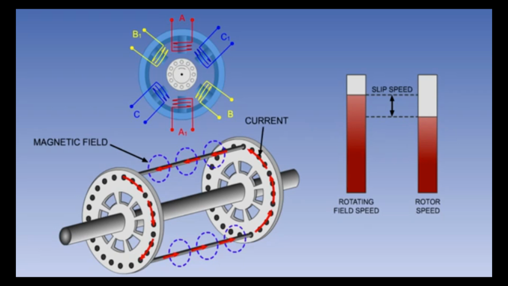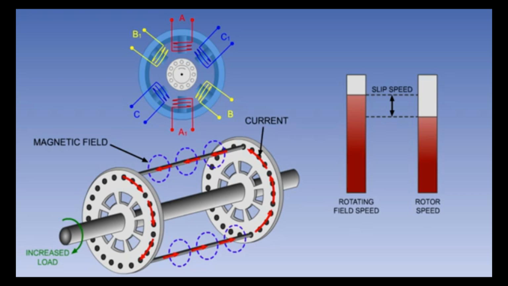The difference between the speed of the rotating field, or the synchronous speed, as it is known, and rotor speed is called the slip speed, or rotor slip. Because of the difference in speed between the stator field and rotor, the induction motor is sometimes referred to as being asynchronous.